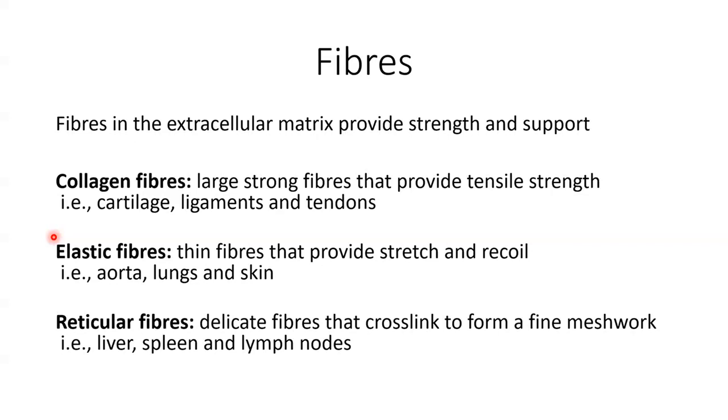The third type of fibre within a connective tissue is a reticular fibre, and reticular fibres are very thin, delicate fibres made up mostly of type 3 collagen, and they kind of cross over to form a bit of a supporting meshwork, typically around our soft organs. So think about the organs like your liver, your spleen, your lymph nodes. Reticular fibres act as scaffolding or a framework.